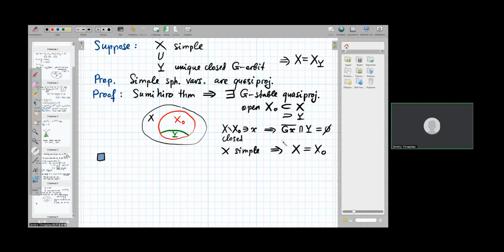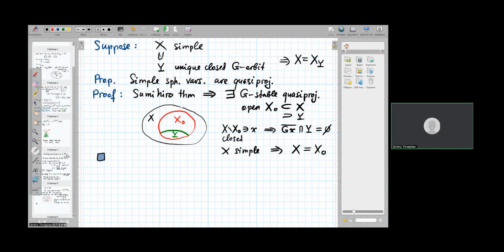Okay. So we have proved that all simple spherical varieties are quasi-projective. Now let's go on. Our aim is to classify simple spherical varieties. Let us consider the following data related to a simple spherical variety. Essentially, we'll consider all B-stable prime divisors on X containing Y.